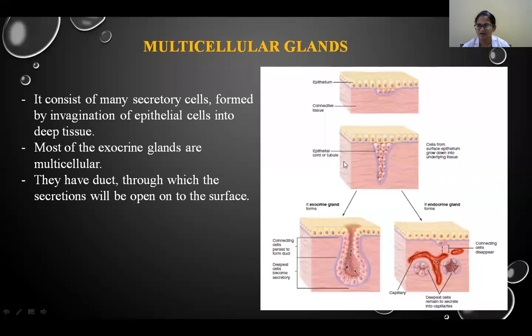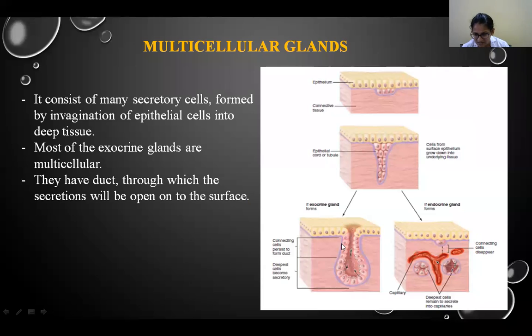Most of the exocrine glands are multicellular glands. All the multicellular glands are examples of exocrine glands. They have a duct. See, this is the duct of the gland. This is the serous acinus of the gland. See here, this is the surface epithelium. This surface epithelium will be invaginated into the supporting connective tissue. See, this is the connective tissue. It will be invaginated deep into the tissue and forms a duct. This part is called the duct of the gland.